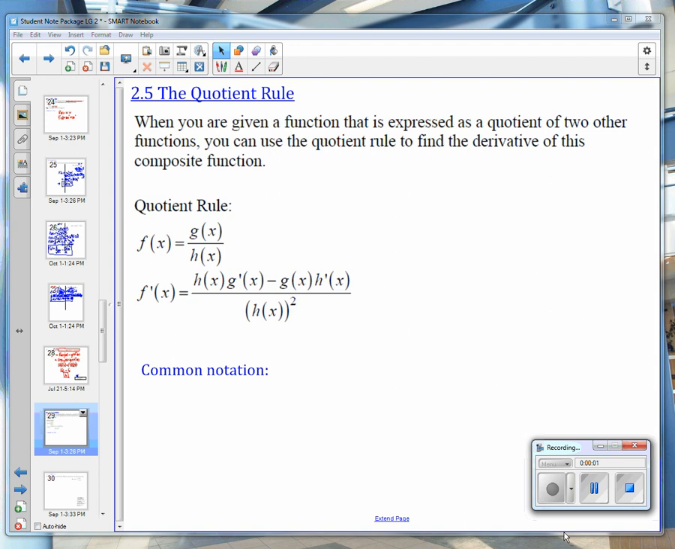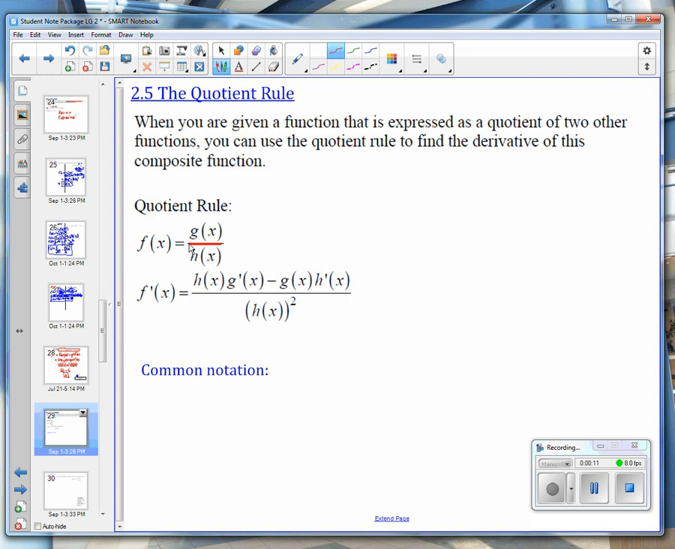Okay, so in lesson 6, we are looking at the quotient rule. We just looked at the product rule, and now we're going to look at the quotient rule. Obviously, this is division. So if you take a look at this here, I've basically got one function divided by another function, so g over h.